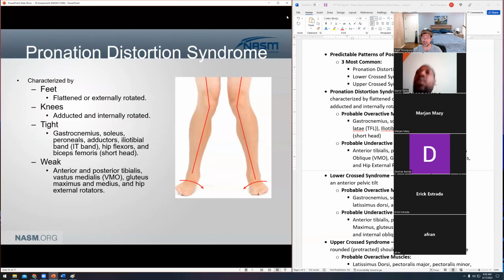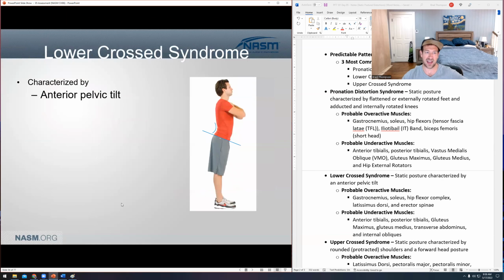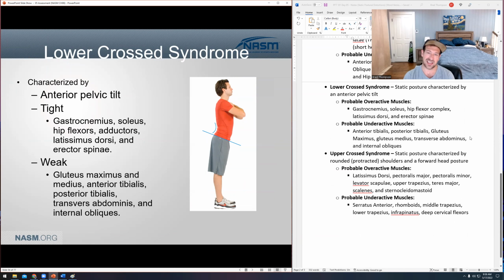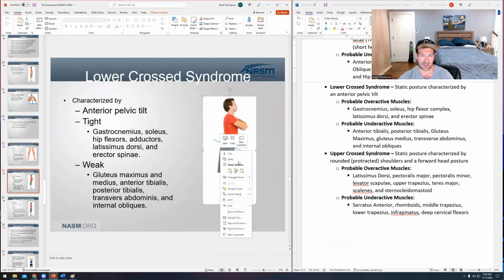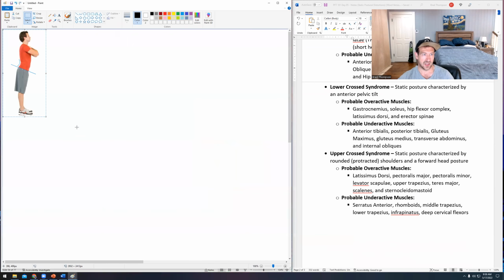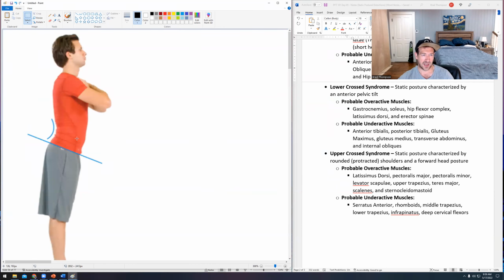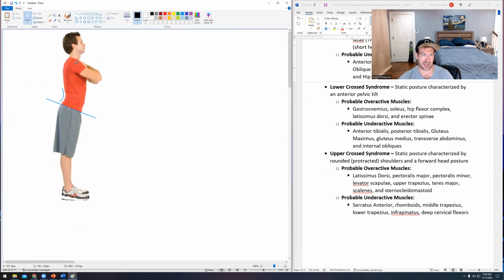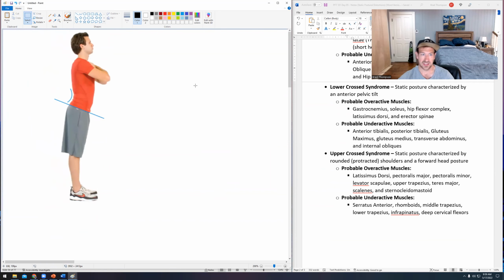Okay, so next distortion. Let's take a look at what we call lower crossed syndrome. Lower crossed syndrome is a static posture characterized by the anterior pelvic tilt. So we're seeing the client who has way more anterior tilting than they are supposed to. We're seeing very tight muscles on one side of the joint and very weak muscles on the other, just like in any of our postural distortions. But we see this excessive arching.